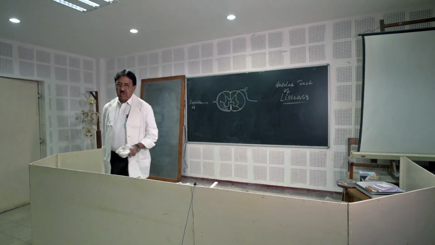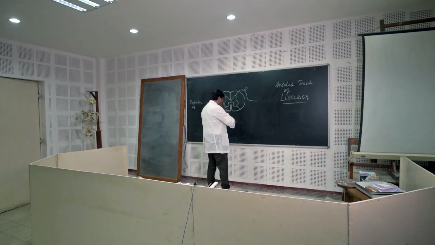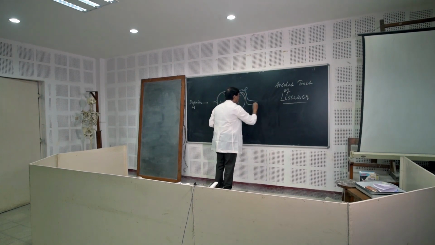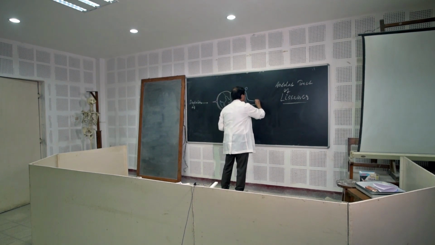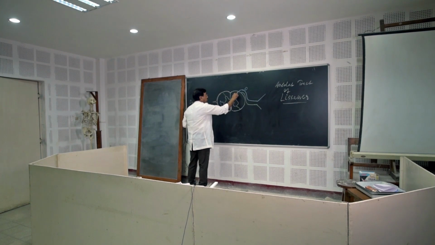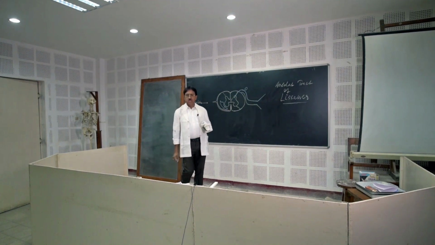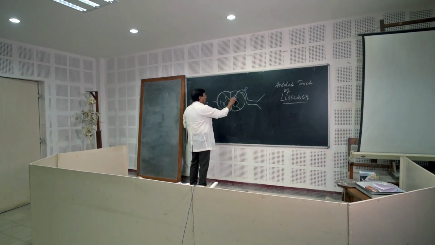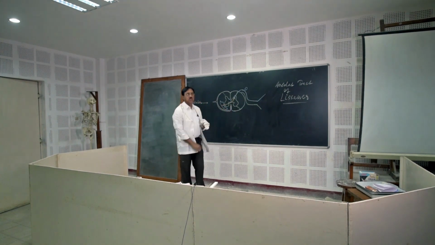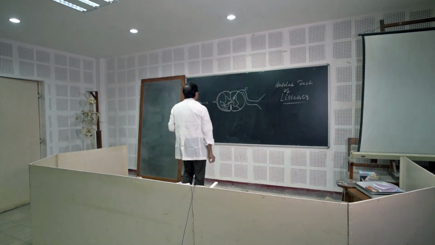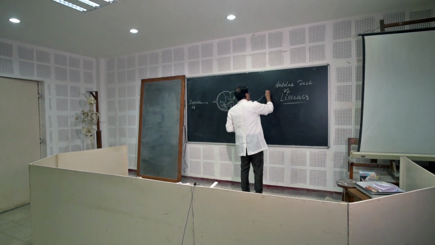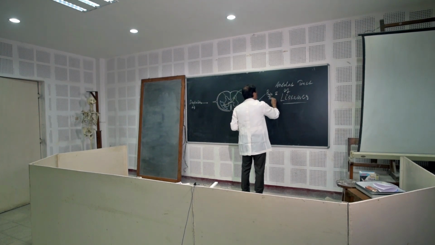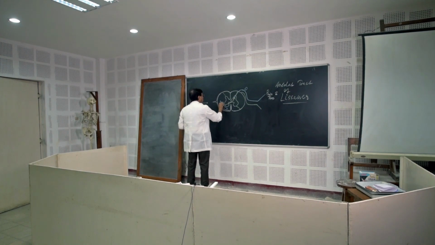After entry, they are relayed. The fibers are of two different kinds. One kind relays mainly into lamina 2 to lamina 5, and the next order of neuron starts from here. It crosses the midline, passes to the other side, and ascends. These fibers are pain and temperature fibers.